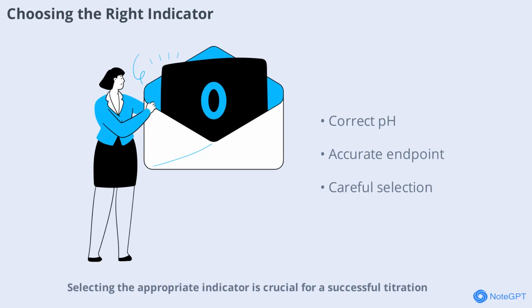Selecting the appropriate indicator is crucial for a successful titration. The indicator must change color at the correct pH or reaction point. Factors such as the type of titration and the expected endpoint influence this choice. Using the wrong indicator can lead to inaccurate results, so chemists carefully consider their options before beginning the experiment.